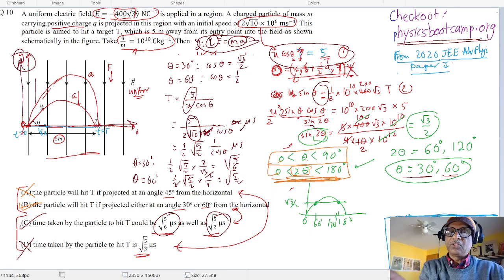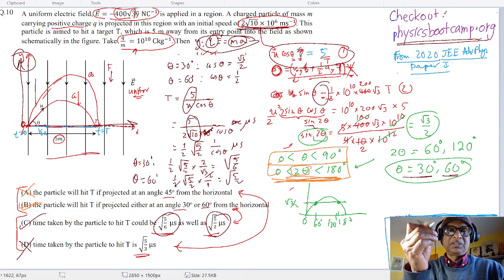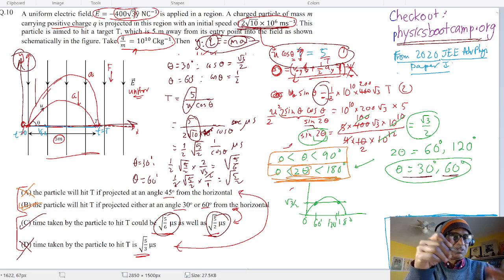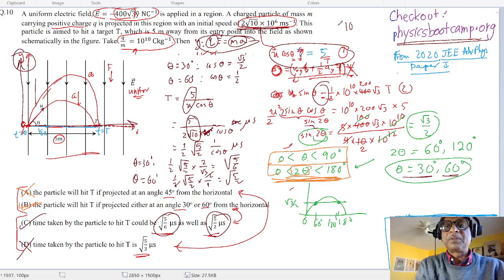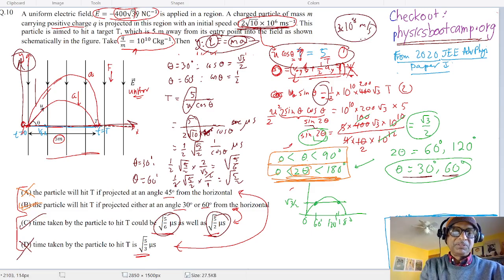We're assuming that the speed is not close to the speed of light, so there's no reason to go into relativity and complicate the problem. But if you had a very high speed, the problem could get more complicated. This is high speed, but not comparable to 10 to the power 8 meters per second, the speed of light. So we don't go into relativity.